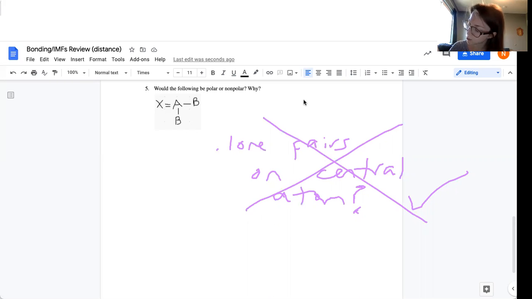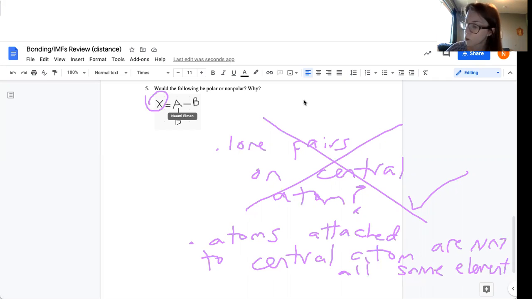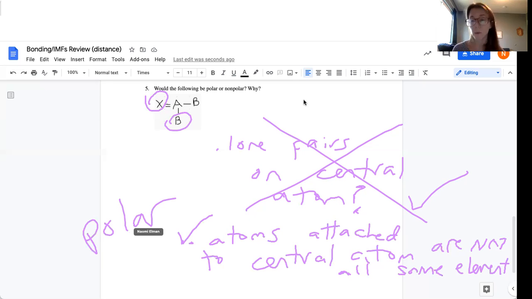But the other reason it could be polar is if the atoms attached to the central atom are not all the same element. So in this case, these are all made up elements, but since I have one that's X and one that's B, those are different elements. That means we've satisfied this condition, and yes, it would be polar. So it would be polar because the atoms attached aren't the same element.